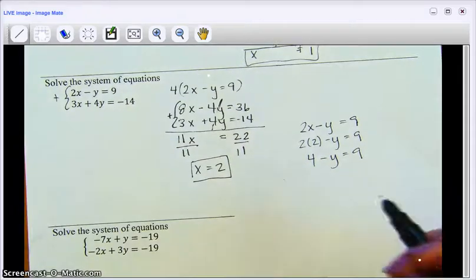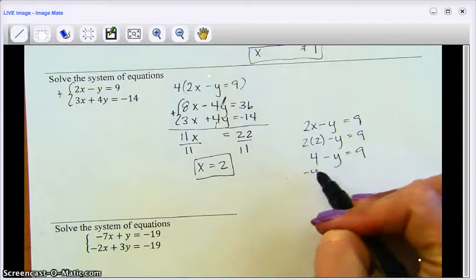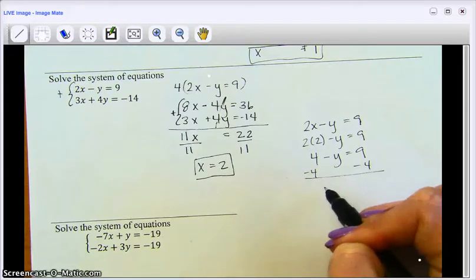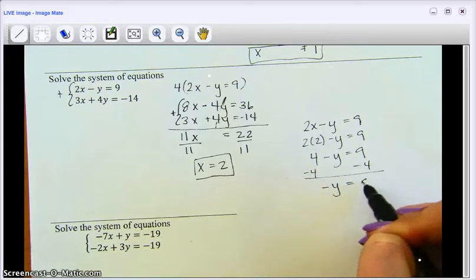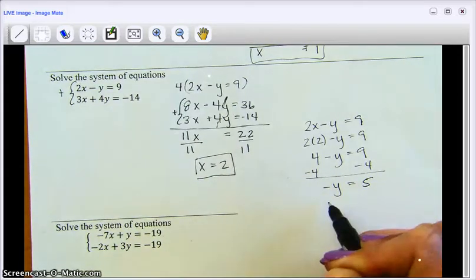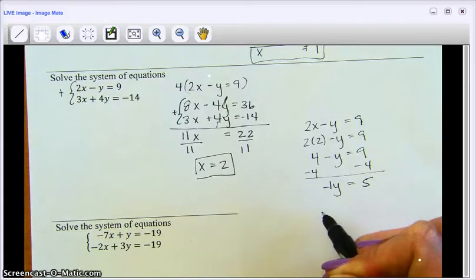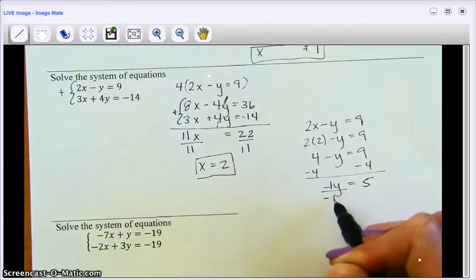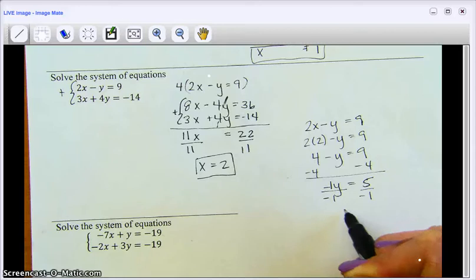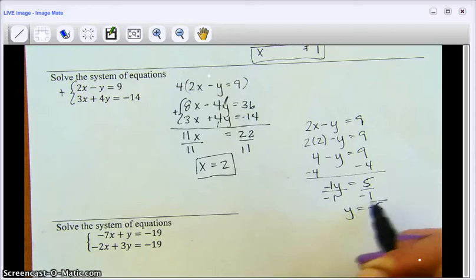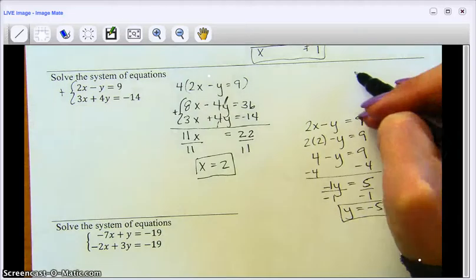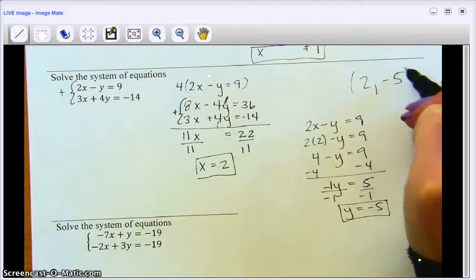4 minus y equals 9. Okay. Then I can get y by itself, so I'm going to subtract 4. Negative y equals 5. Remember, we can't leave it as a negative y, so that's just a negative 1 y, right? So to get rid of that, we're going to divide by negative 1. Divide both sides by negative 1, and y equals a negative 5. So my solution is 2 comma negative 5.